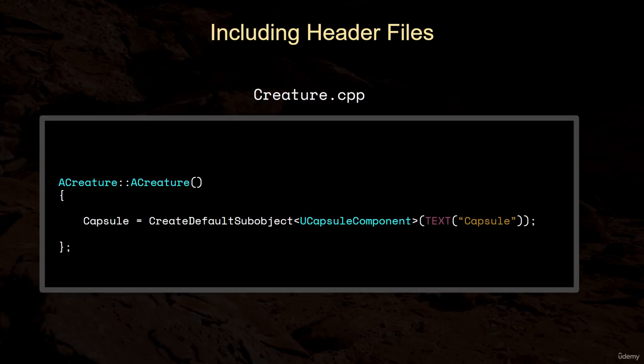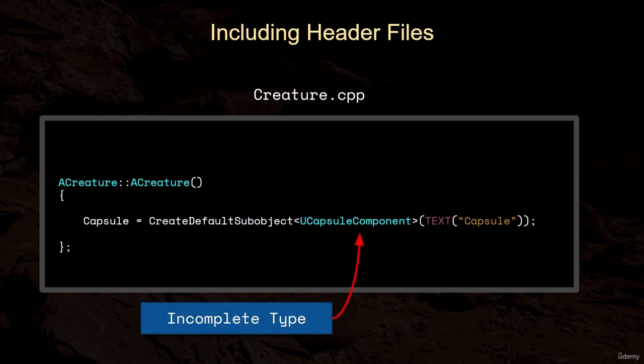So here in creature.cpp, where we're actually creating an instance of the UCapsuleComponent type, we'd get a compilation error as long as UCapsuleComponent is an incomplete type. So how do we complete the type? Well, that's easy. We simply provide the definition for the class, and we do that by including the header file, as the class is defined in the header file. And once the preprocessor replaces this include line with the actual contents of that header file, this class type will be defined here in creature.cpp, and UCapsuleComponent will no longer be an incomplete type.